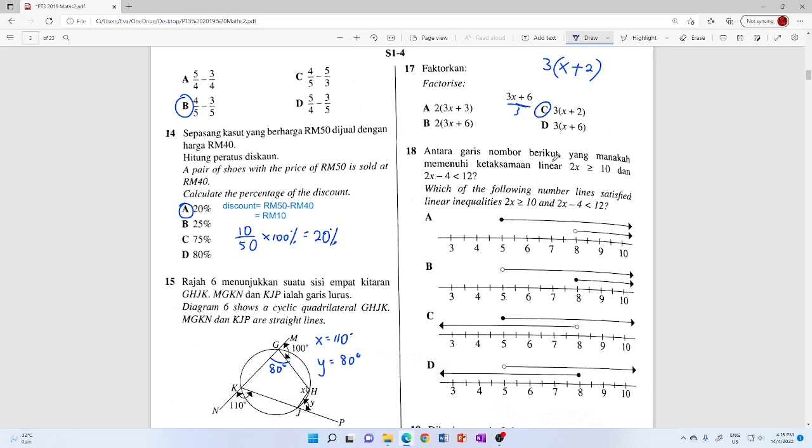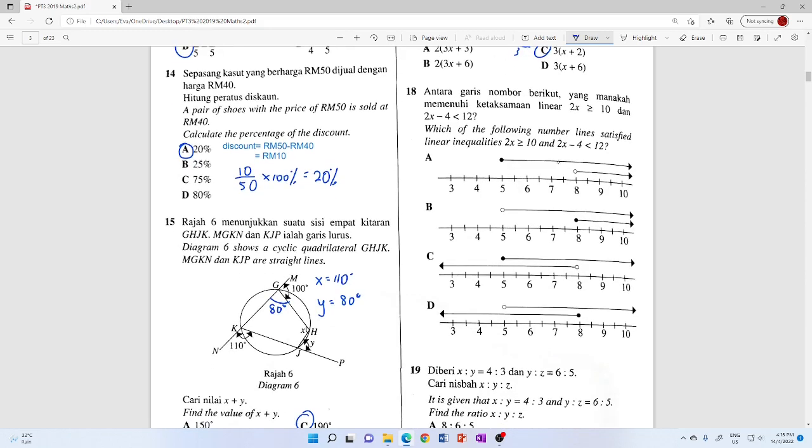Question 18. This is a number lines. We have the inequalities. 2x more equals to 10. So when 2x more equals to 10, x will be more equals to 10 divided by 2 is 5. For 2x minus 4 less than 12, 2x less than 12 plus 4 is 16, and x will be less than 16 divided by 2 is 8.